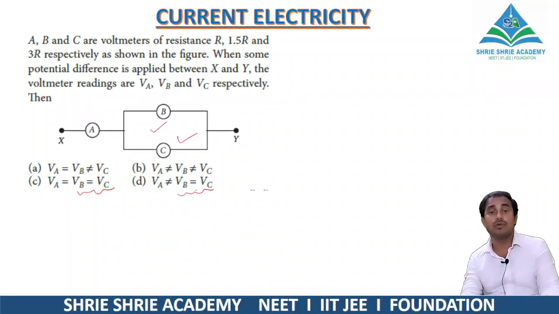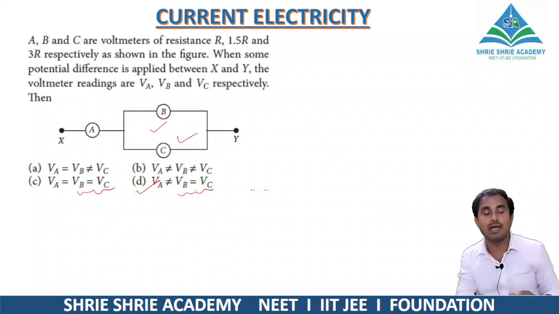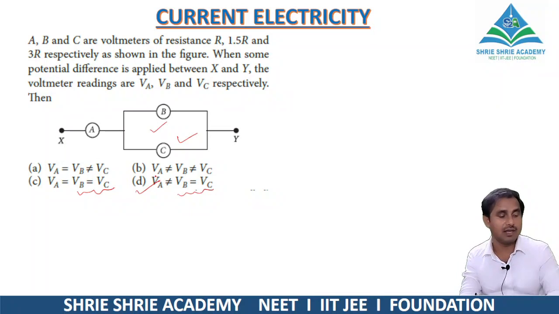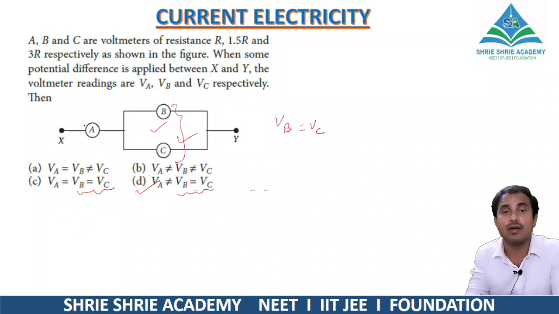So like most of the students, if you go like this one, you will say that A is in series connection, but B and C are in parallel connection, and you will mark the answer. But that is not the correct answer. Actually, what is the voltage across B or C? We know that VB equal to VC, no doubt. But what is that voltage across them? Can it be comparable to A or not? That we should check.